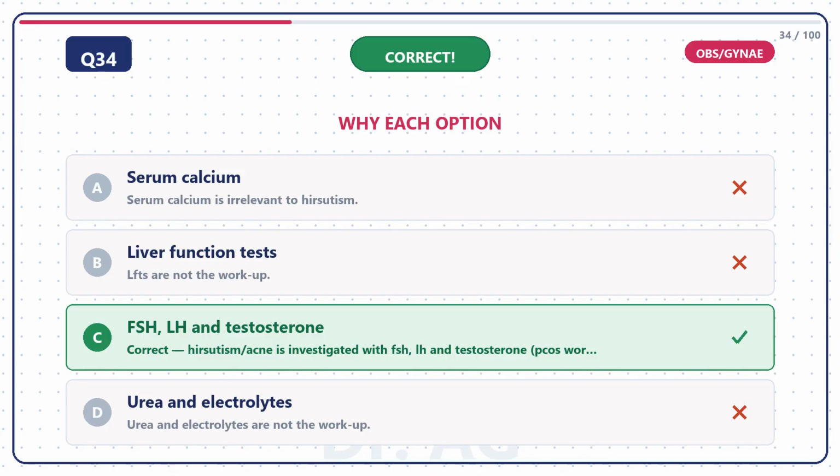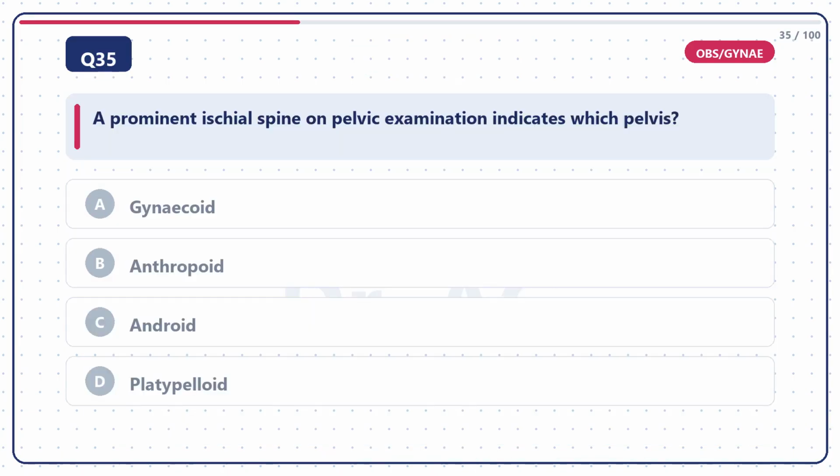FSH, LH and testosterone. Question 35. A prominent ischial spine on pelvic examination indicates which pelvis? Option A. Gynaecoid. Option B. Anthropoid. Option C. Android. Option D. Platypelloid.